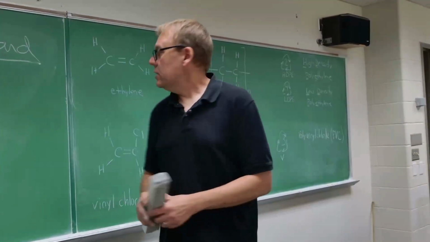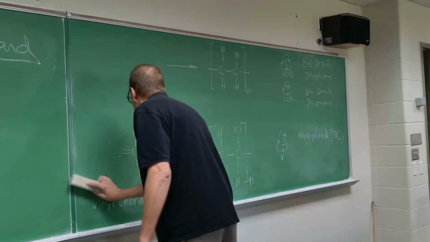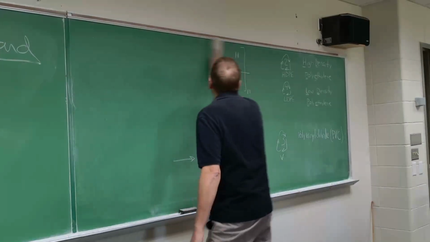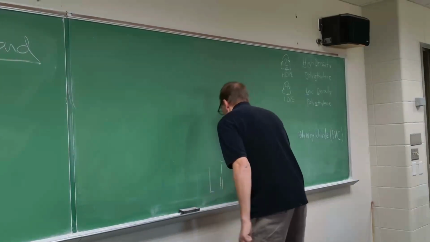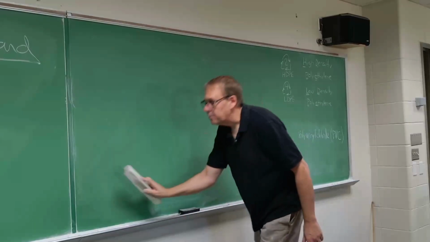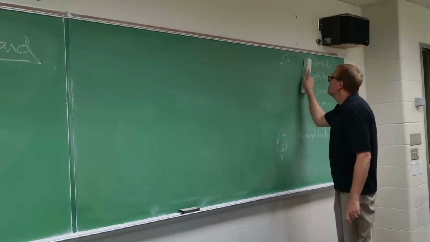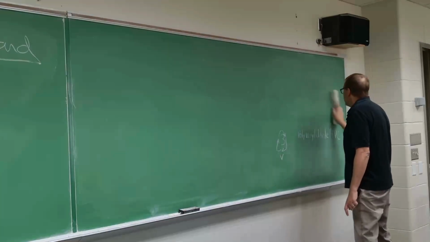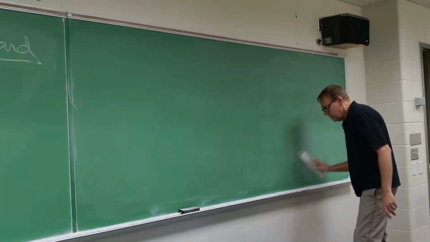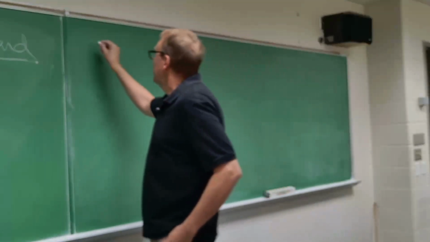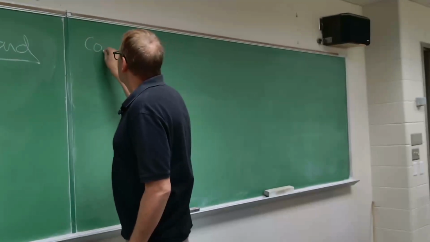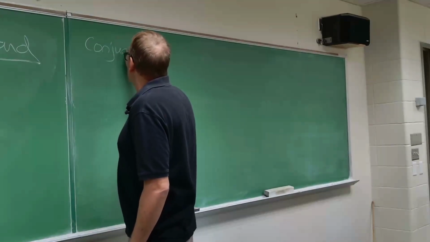So now a simple definition of what conjugation is, so that we can have a more formal way to talk about it than just saying double bond, single bond, double bond pattern, because it's more involved than just that. So, conjugation.